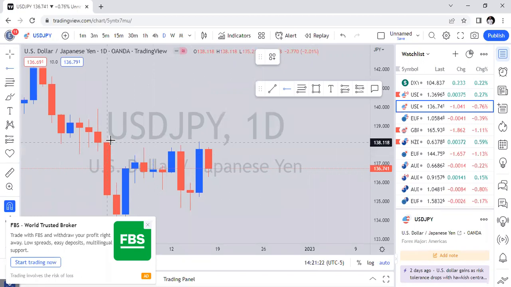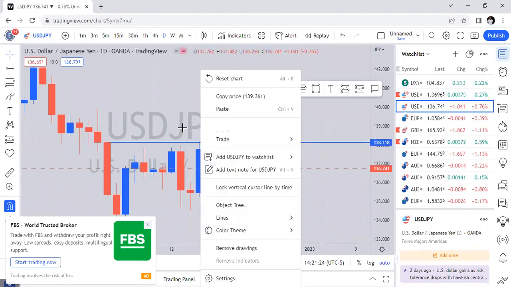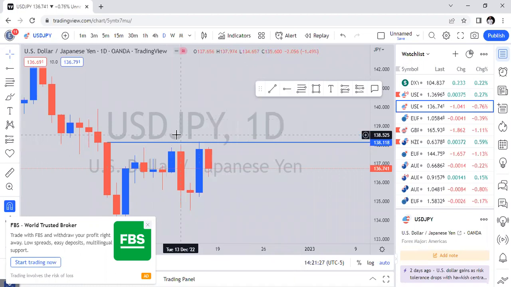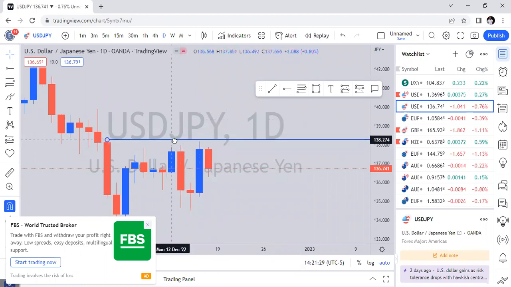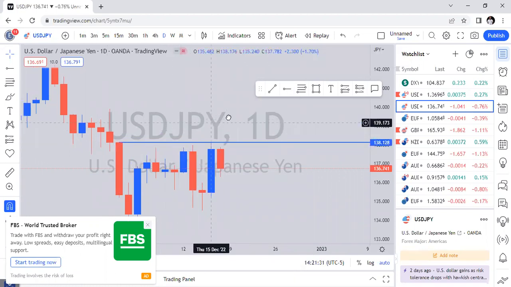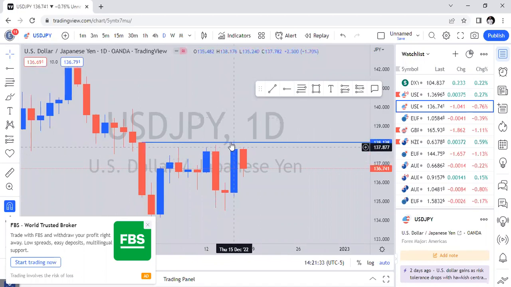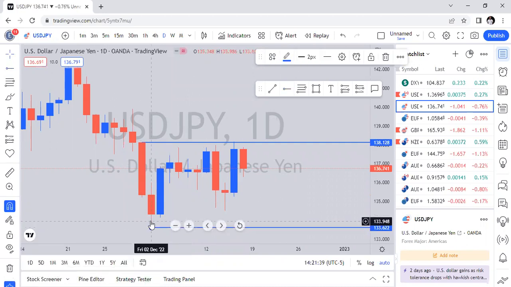Let's say I placed a horizontal line on this level, and then I also do the same here. So here I have created a kind of range. I've created a trading range formed by this high and this low.